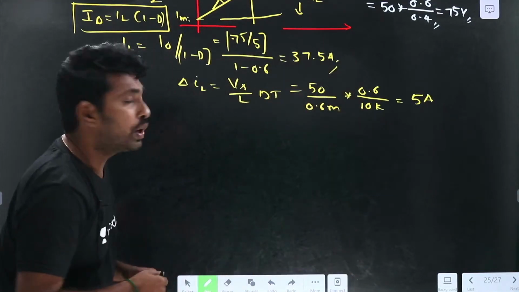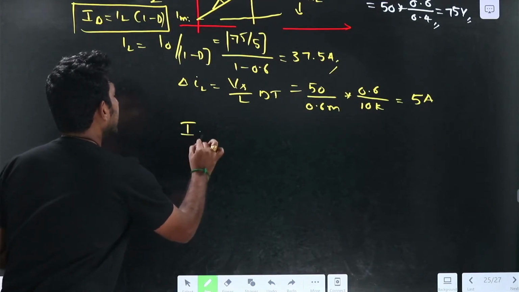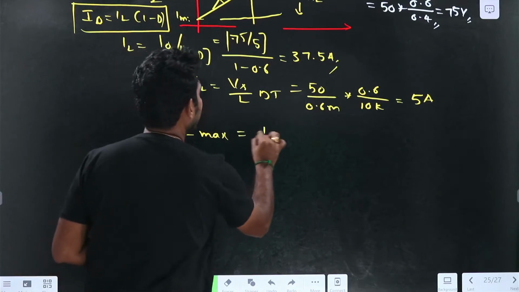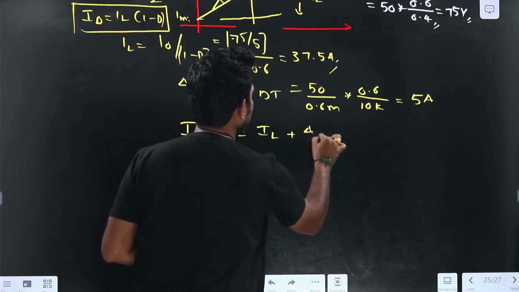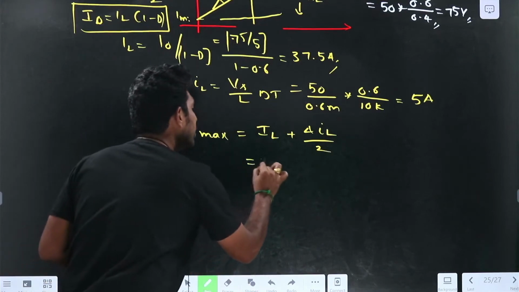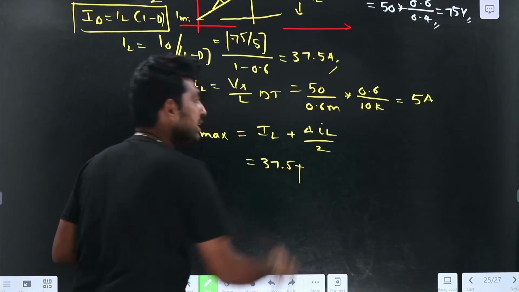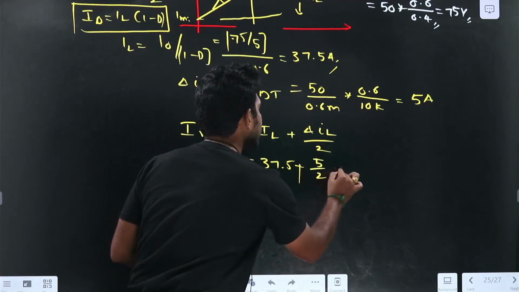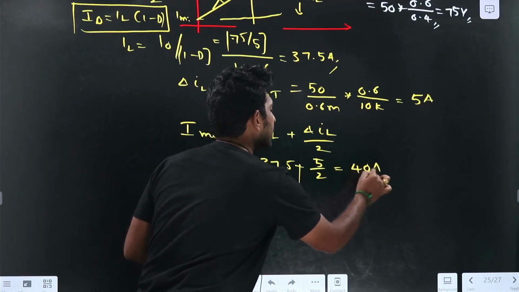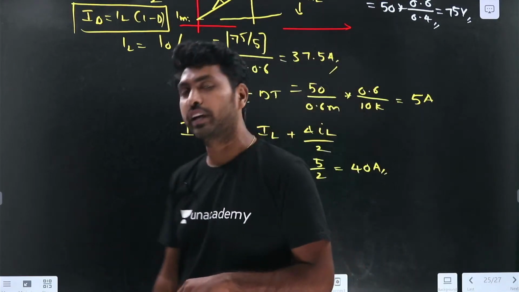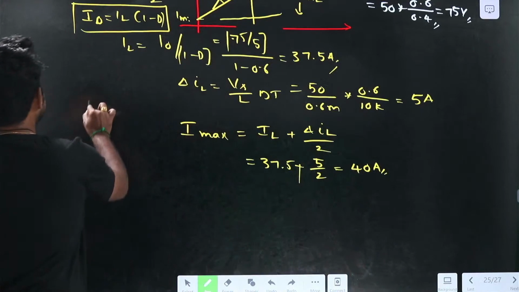Now I need to write the Imax. Imax equal to IL plus delta IL by 2. We got the IL as 37.5. So 37.5 plus 5 by 2, which is equal to 40 amperes. So the maximum value of the source current will be 40 amperes. Answer is 40 amperes.